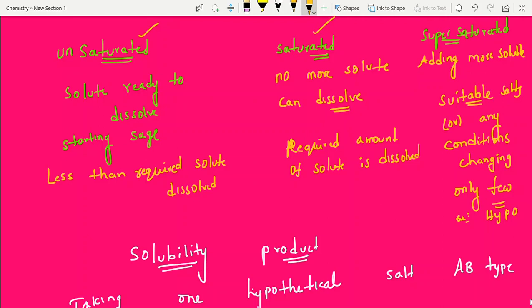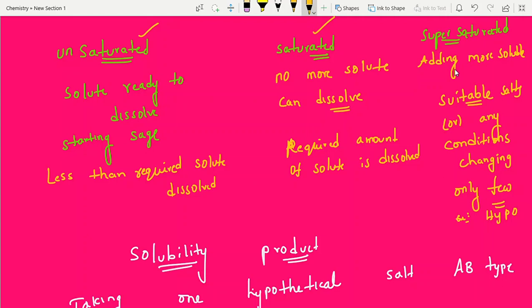Even people listening to classes from morning to evening also feel like a saturated condition. That means it's not possible to accept more into the brain, right? Here, one more condition: supersaturated. Supersaturated means very few salts we are talking about, students. Supersaturated condition, how is it dissolved? Maybe you will get a doubt.